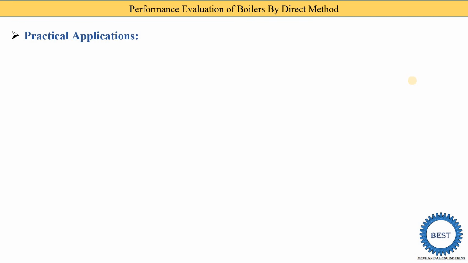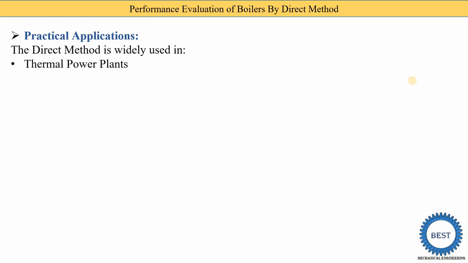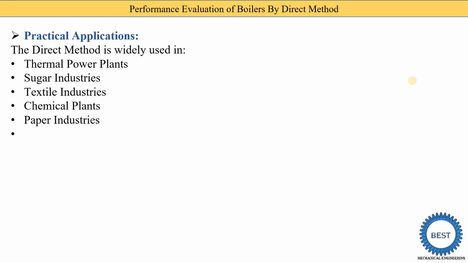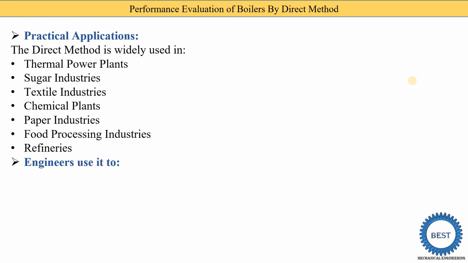Now what are the practical applications? So the boiler is widely used in different types of thermal power plants. Even it is used in sugar industries, textile industries, chemical plants, paper industries, food processing industries and refineries. It means where the boiler is used, this method needs to be used. Now engineers use it to monitor boiler performance. We already mentioned this topic name is performance evaluation. So when we need to evaluate the performance, we need to use this method or the indirect method.